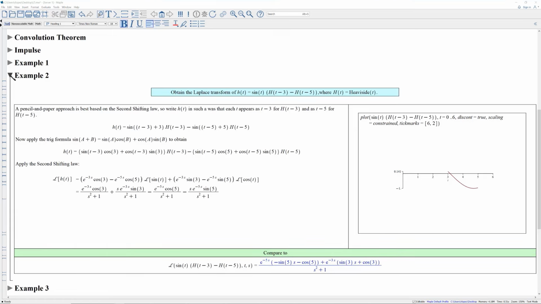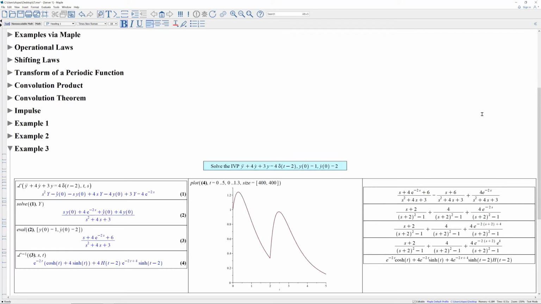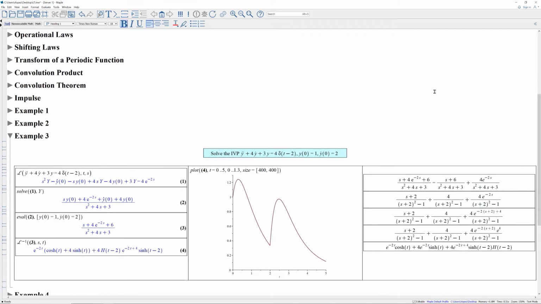A third example. This one, differential equation, initial value problem.